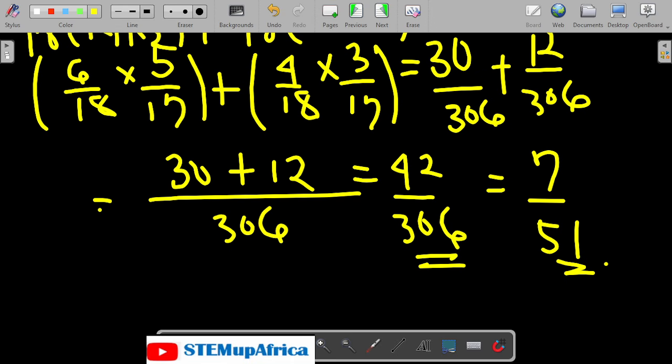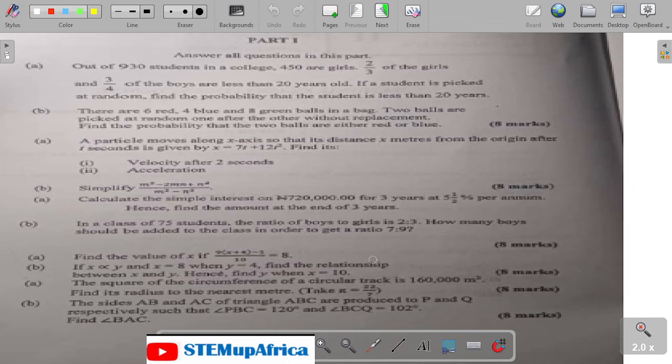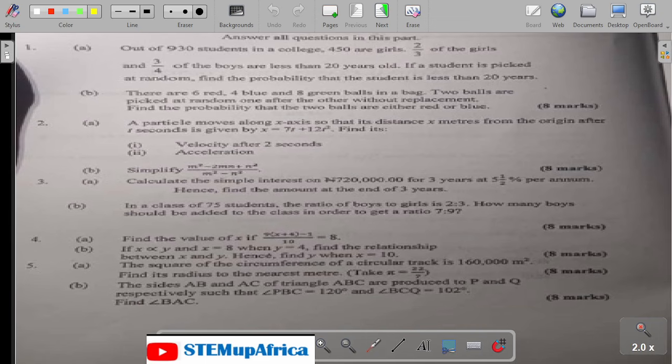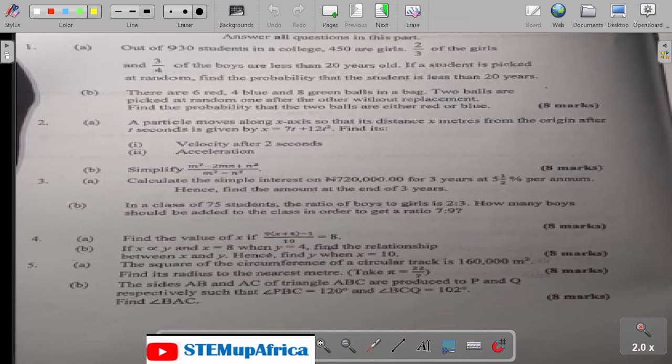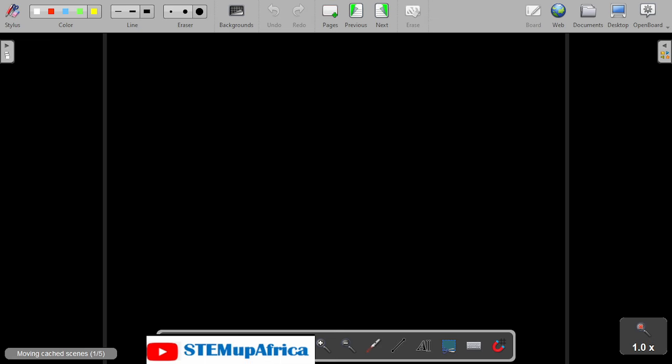So let's go to question 2. Question 2 says, a particle moves along the x-axis so that its distance x from the origin after t seconds is given by question 2a.